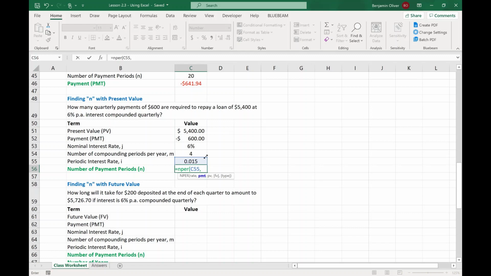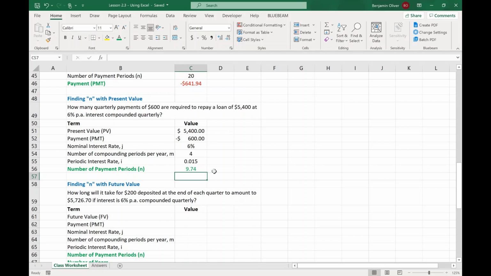Next we have PMT, our payment, so we can select that here. We have our present value, $5,400, we select that. Next, just like before, it has two optional items. The first one, future value. We don't know that, so we type in 0. And lastly, our type, again, we're not dealing with annuities due, so end of the period, we'll type in 0. Okay? So when we press enter, you'll notice I have a positive number here.